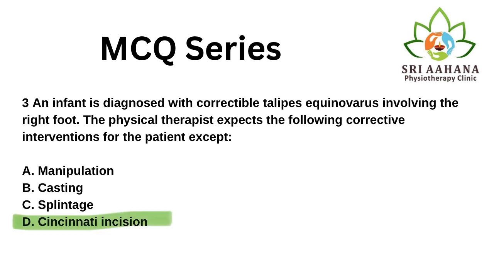The correct answer is D, Cincinnati incision. An easy or correctable clubfoot deformity is managed with manipulation, casting, and splintage. Surgery is indicated for resistant clubfoot deformities or for deformities that fail to respond to non-operative interventions. Options for incisions include the Cincinnati incision and the turco-curvilineal medial or posteromedial incision.